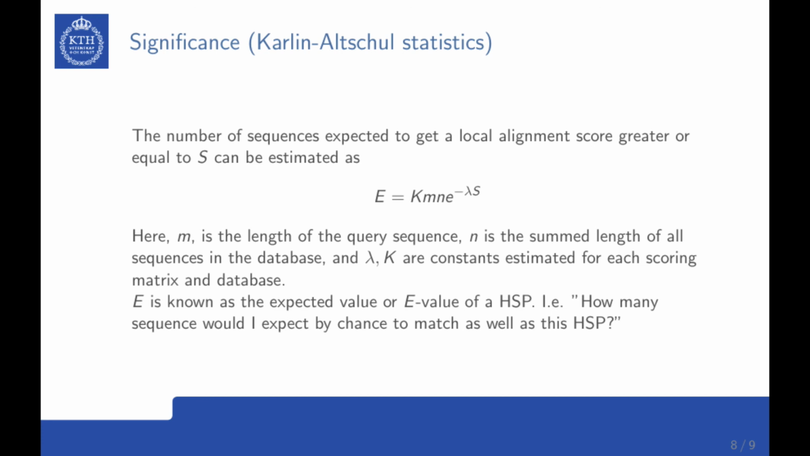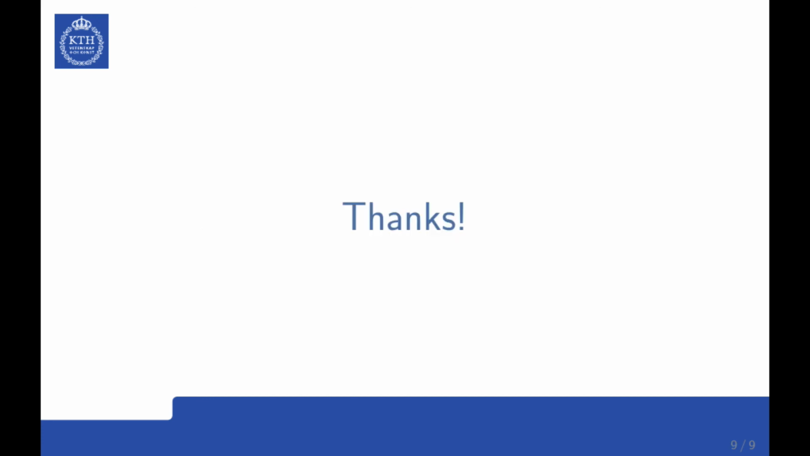However, an E value of 10 to the minus 10, for instance, would say that this is a very rare event, that you get a match as good as this one. Hence, you tend to trust those.